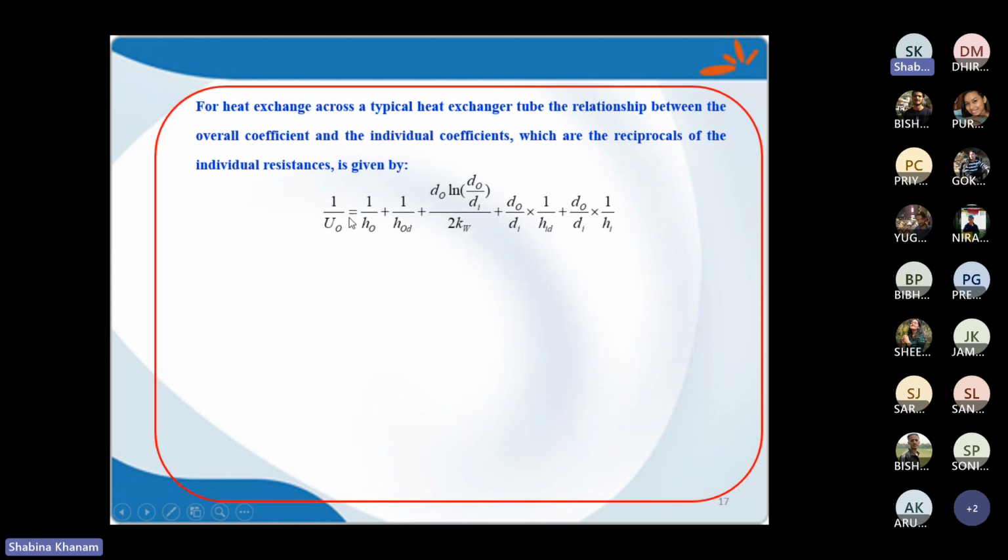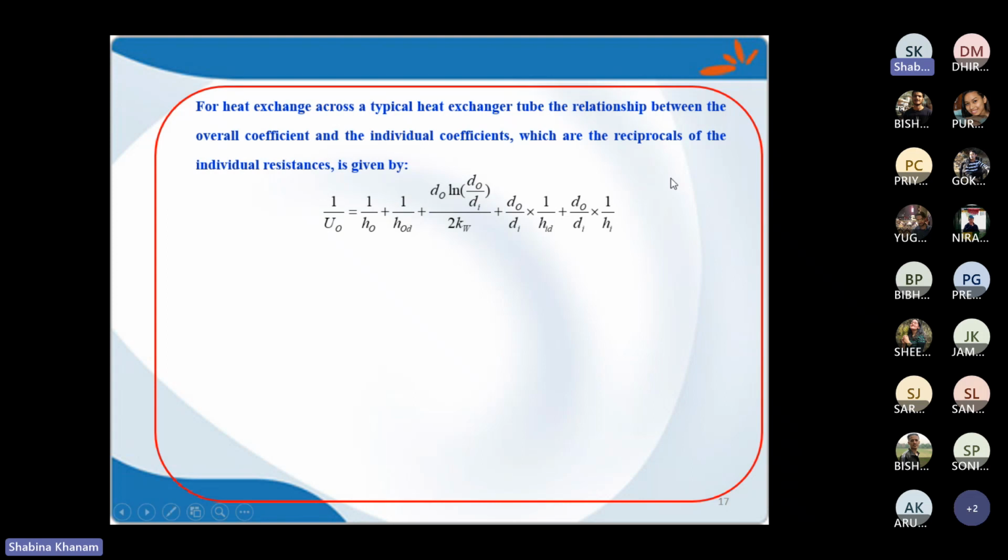Okay, so if you see, this is the outer heat transfer coefficient of the film. This is the heat transfer coefficient of the dirt formation or scale formation. This is the coefficient because of the wall, because conductivity will be involved over here. And this is the coefficient that can be observed by inner scale formation, and this is the coefficient which is formed by the inner fluid.